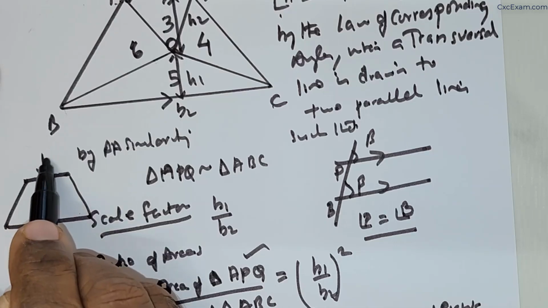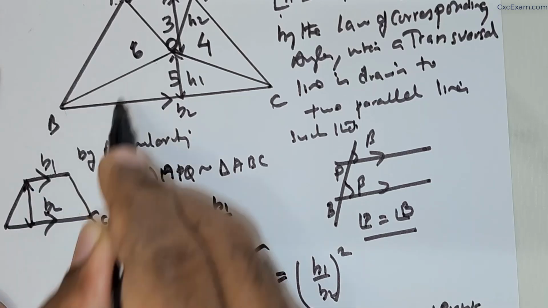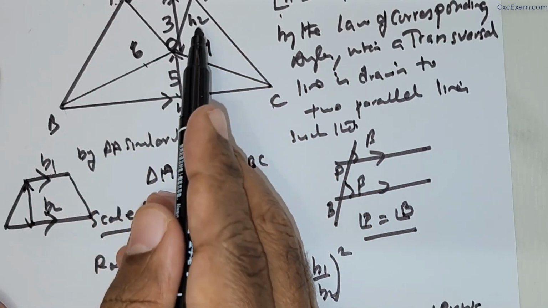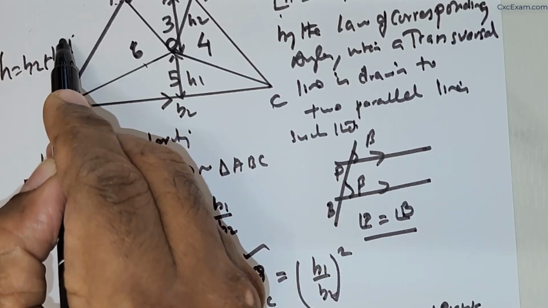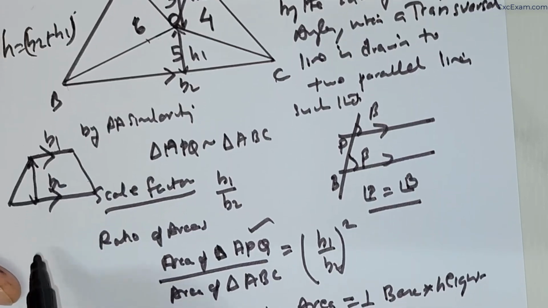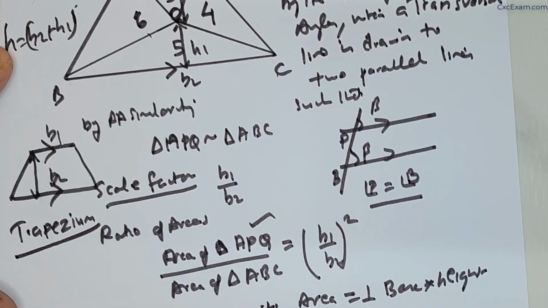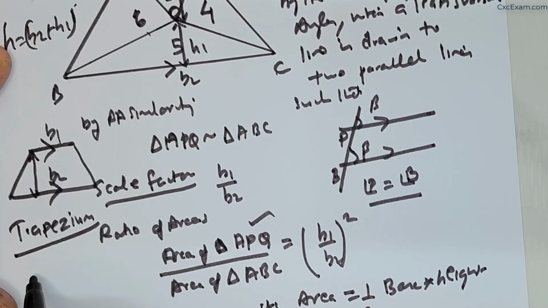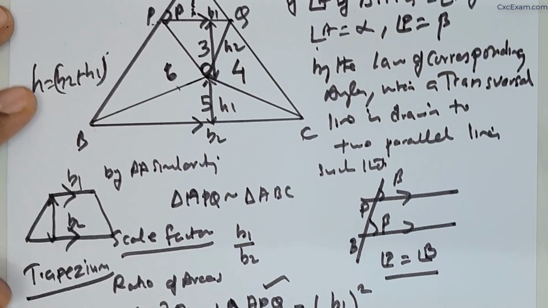so you have two bases, B1 and B2, and the entire height is h2 plus h1. H is nothing but h2 plus h1. So this is nothing but a trapezium, right? So if I were to use the area of the trapezium, it is half times height times base 1 plus base 2. I'm going to use this information.